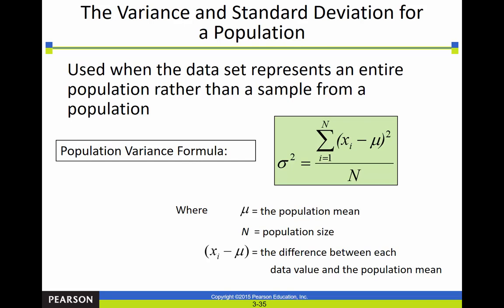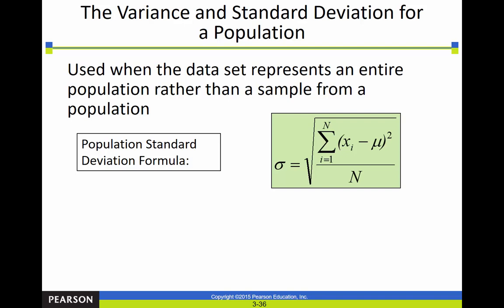When the data set represents an entire population, then we have a formula which is exactly the same, even though it looks different, and I'll tell you what I mean by that. So the variance is now just the sum of each value of x minus the population mean, divided by the big N, which is the population size. So it's exactly the same as we do in a sample, except we're dealing with the total population now. And then the square root of it is the population standard deviation.